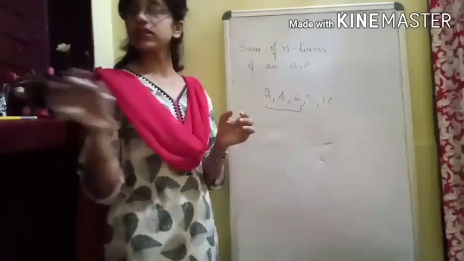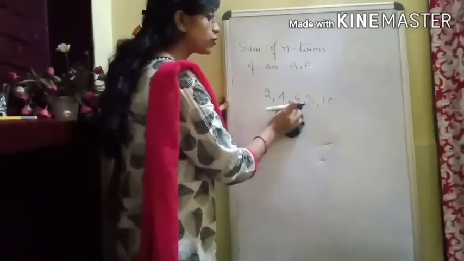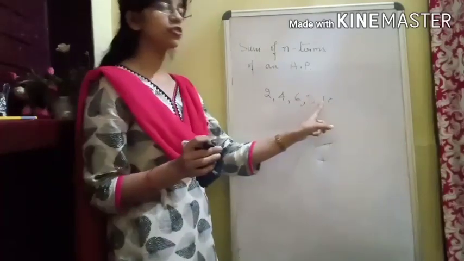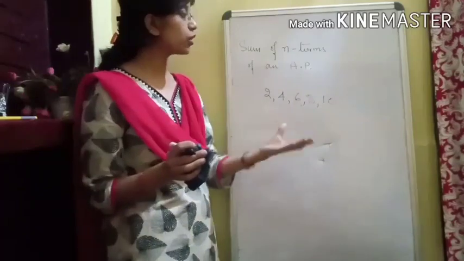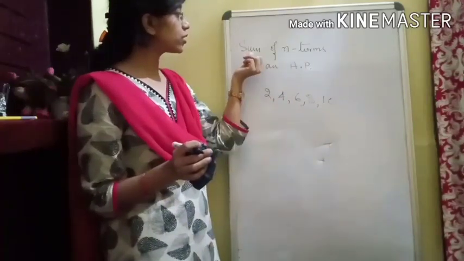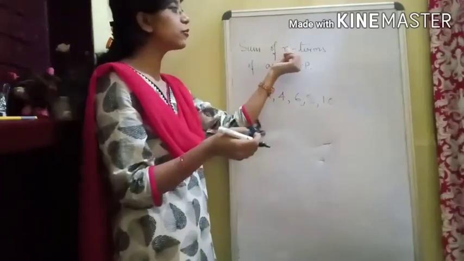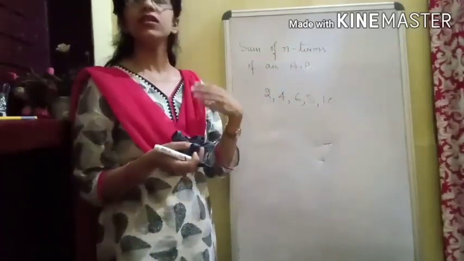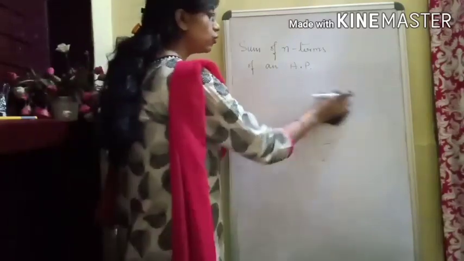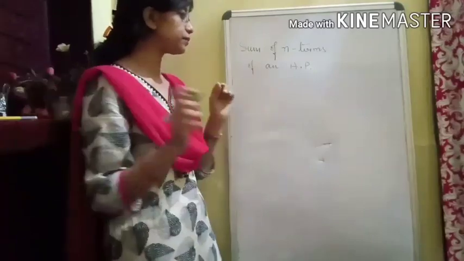If I ask you the sum of all 5 terms, that means 2 plus 4 plus 6 plus 8 plus 10. That is the meaning of sum. Whatever sums are given, they are asking for the sum of n terms, and n could be anything: the sum of 8 terms, the sum of 20 terms. So I think you are now getting the idea of the sum.